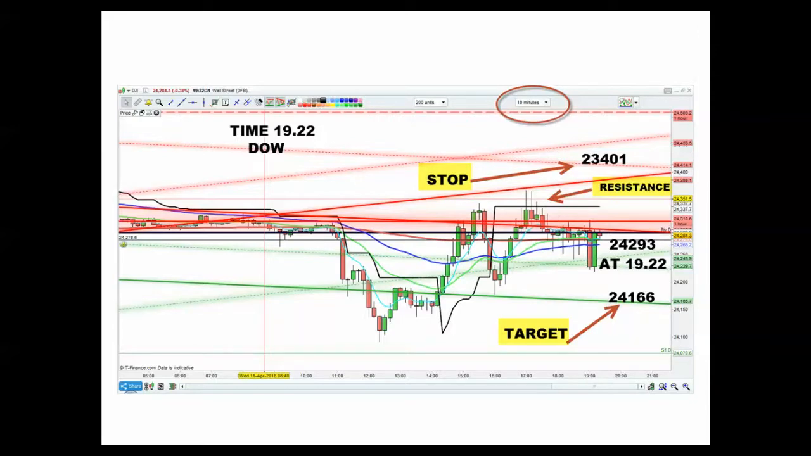Okay, so what we're looking at is 1922, so 7:22 p.m. on Wall Street. Now, I have just got back from playing snooker tonight. What I like to do is look for an opportunity and place the trade, and then let it manage itself whilst I'm going off doing other things.